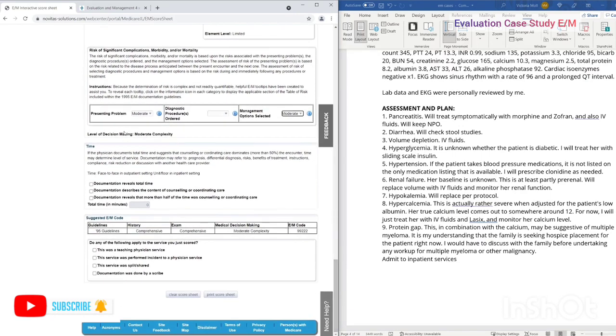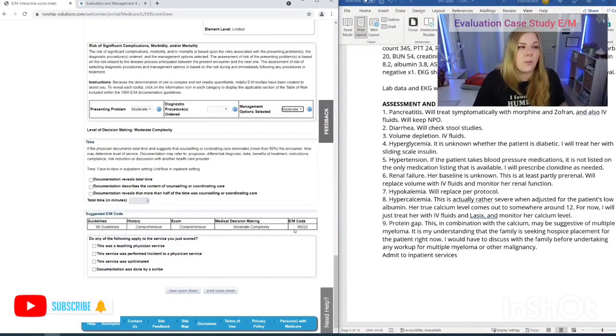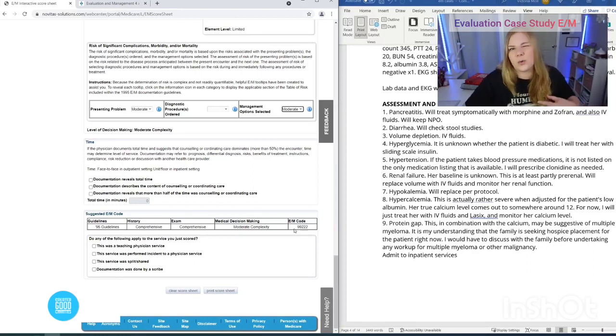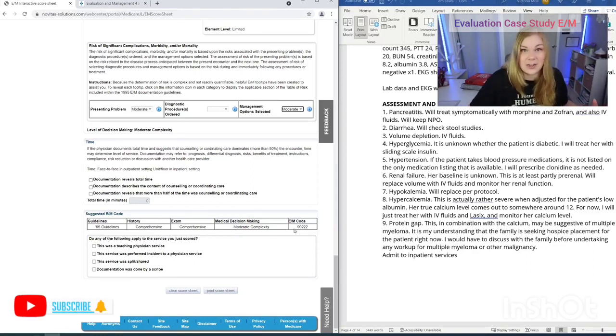So when we go down here, we don't have any time documented. So we're going to go to our 95 guidelines, comprehensive history, comprehensive exam, moderate level decision making, and it's going to give us a 99222. And don't forget that we have the AI modifier for inpatient services, which indicates that this was an admit. Because since Medicare doesn't accept consultation codes anymore, sometimes our consults are billed as inpatient. So since this is a genuine hospital admission and not a consult that we're billing as an admission, because Medicare doesn't take consult codes, we use that AI modifier.